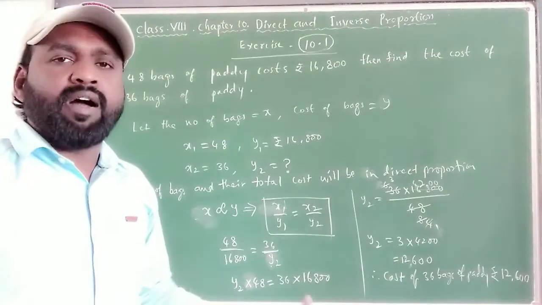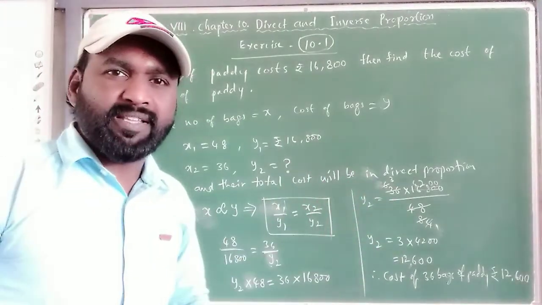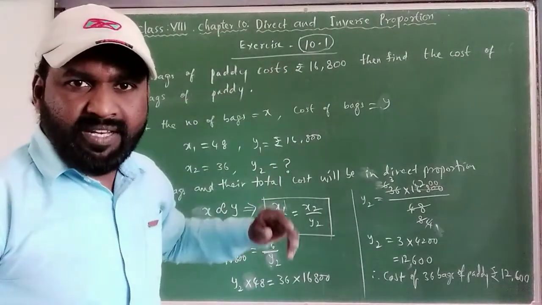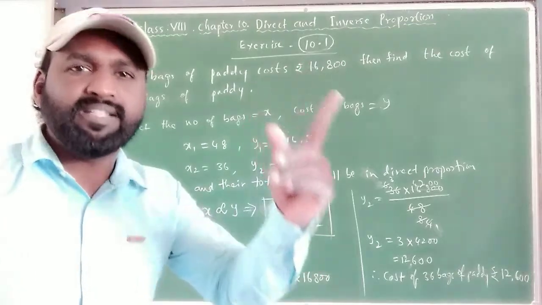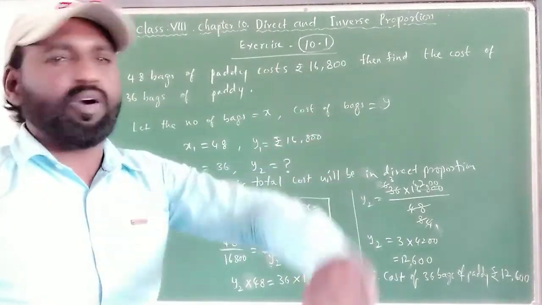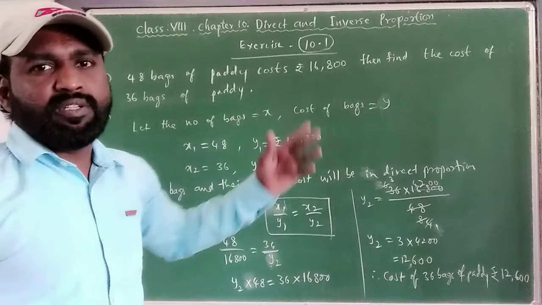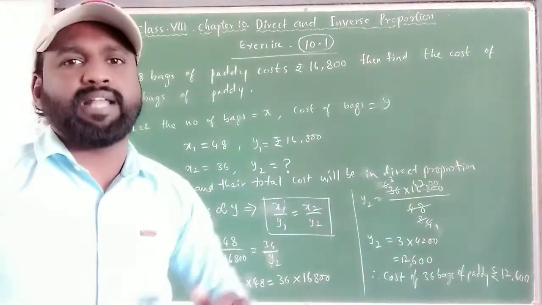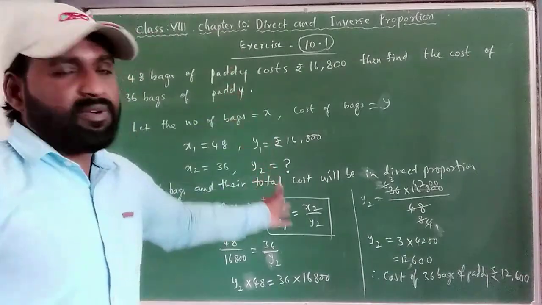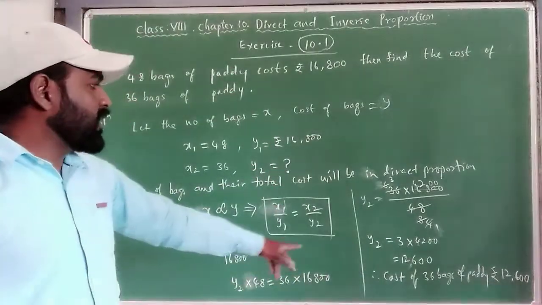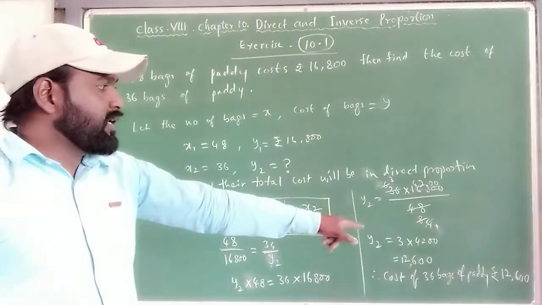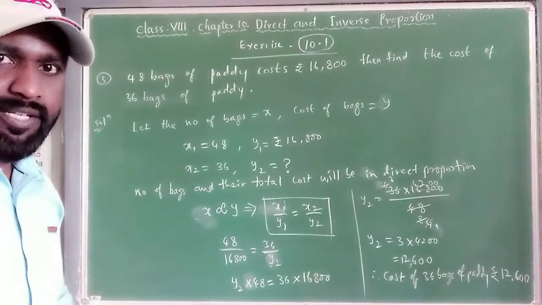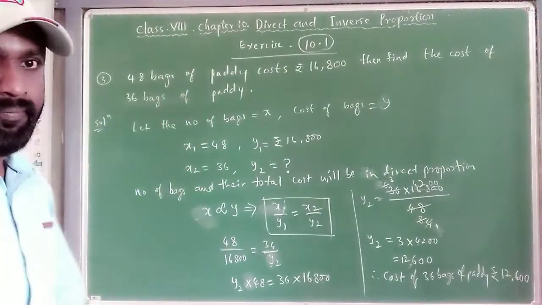If you don't know the concept of proportion, you have to use the unitary method. First of all, what is given? Cost of 48 bags of paddy, 16,800. From that, you have to find the cost of 1 bag. Then, how many bags do you want to find? 36 bags, so multiply with 36. That is called the unitary method, which you learned in your previous classes. Now we have used the concept of proportion, and got that the cost of 36 bags of paddy is rupees 12,600. Hope you all understood this solution. Let us move on to the next question in the same exercise 10.1.